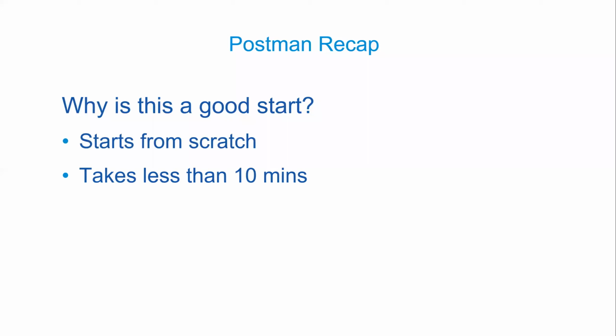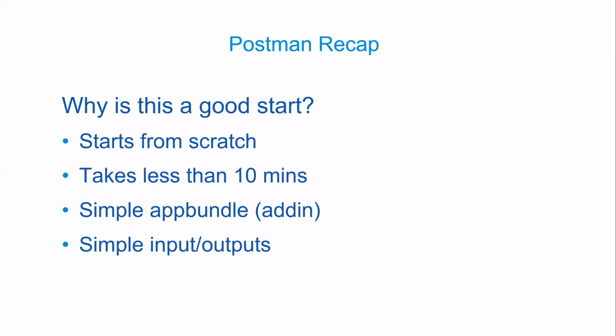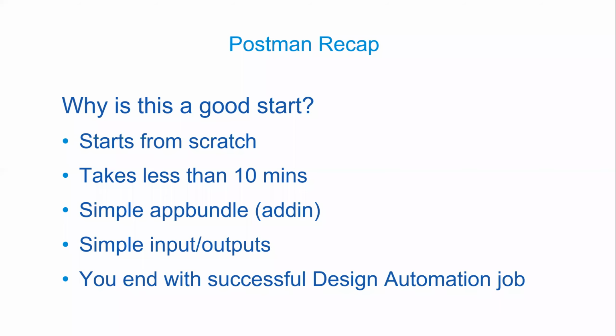If you have never run a Design Automation job, you've never run a Forge job, or even if you don't have a Forge app, this still works. It takes less than 10 minutes total for any new user to go through all these steps, and it also has a simple to understand add-in which only deletes walls from an input file. Its input and output files are also very simple to understand. Input files have walls, output files do not have walls. It's just left with furniture.